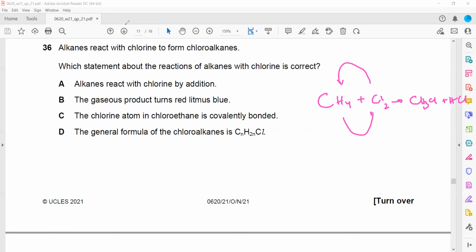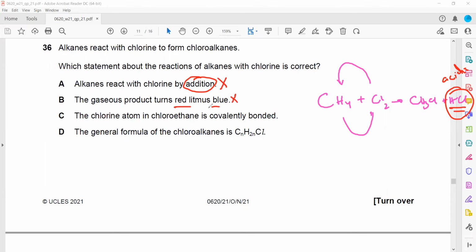When we check the statements: alkane reacts with chlorine by addition. That is wrong. This is not an addition reaction, this is a substitution reaction. The gaseous product turns red litmus blue. The gaseous product is hydrogen chloride gas, which is acidic, not basic. Red litmus turning blue would mean basic or alkaline, but that is not right. It is an acidic gas.